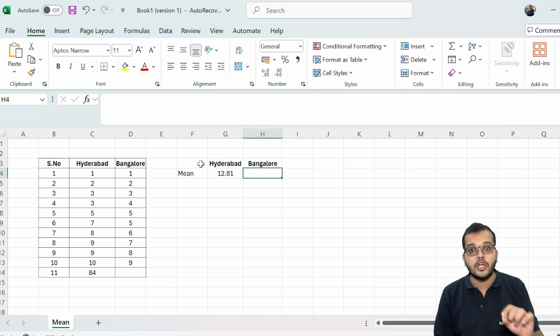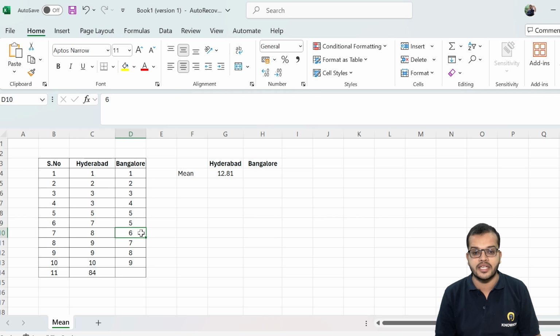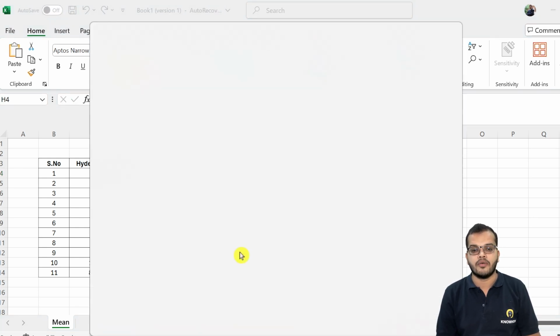And for Bangalore, if I consider 1 plus 2 plus 3 plus 4 plus 5 plus 5 plus 6 plus 7 plus 8 plus 9, if we calculate this overall and divide by 10, we are going to get an average of 5. So what we generally do is, let me calculate it using a formula here.